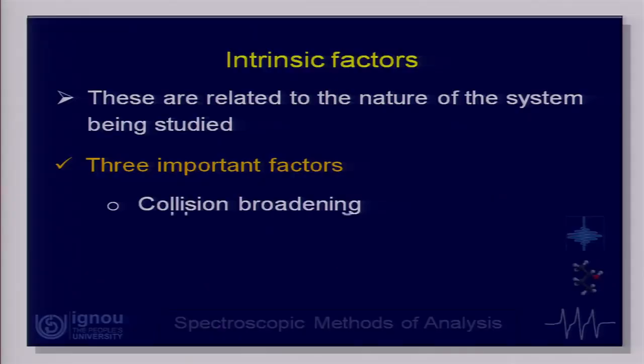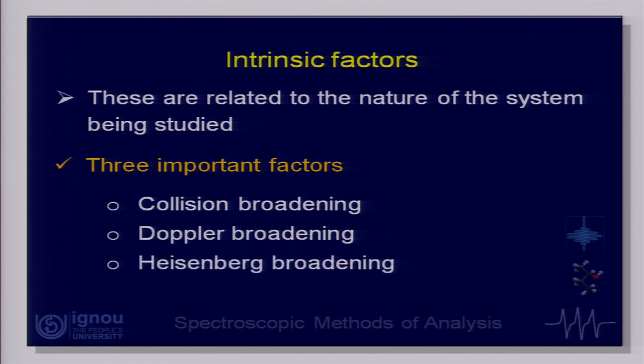So what is the origin of that? What are the intrinsic reasons for that? There happen to be three. One is called collisional broadening. That means the broadening of the line because of collision between molecules. I'll elaborate on that. The second happens to be Doppler broadening, that means broadening because of the Doppler effect coming into play. The third one happens to be Heisenberg or lifetime broadening. I'll elaborate on each one of them.